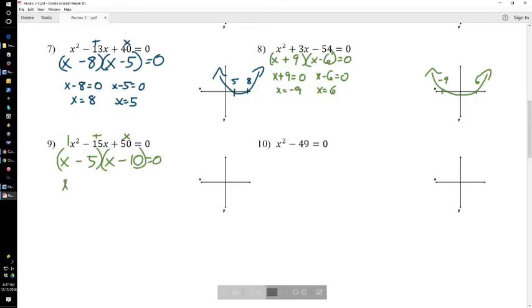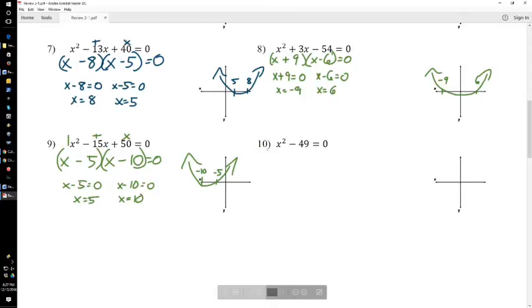So x, let's write that a little cleaner. X minus 5 equals 0, so x equals 5. And x minus 10 equals 0, so x equals 10. Those are your two solutions. Remember, we need both solutions and factors. So negative 5, negative 10, and there's your graph. All right, real rough sketch.